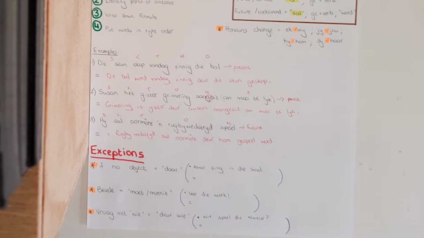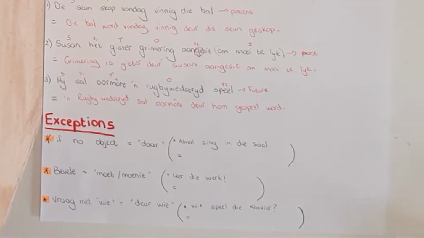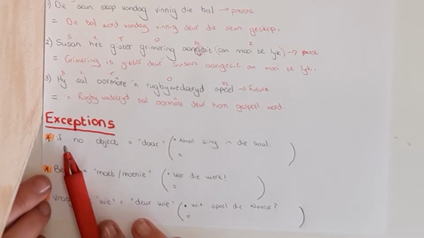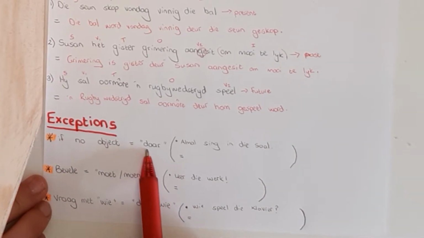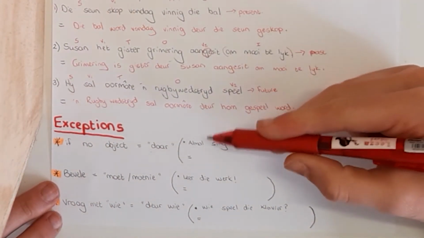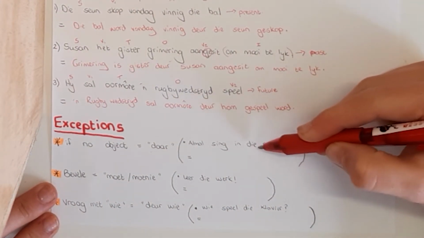A few exceptions that we just need to look at. Sometimes your sentence does not have an object. If so, we're going to use the word daar. Here's an example. Almal sing in die saal.